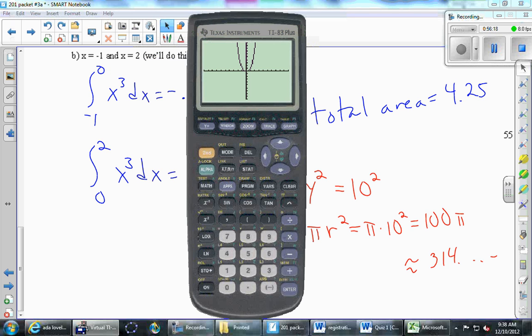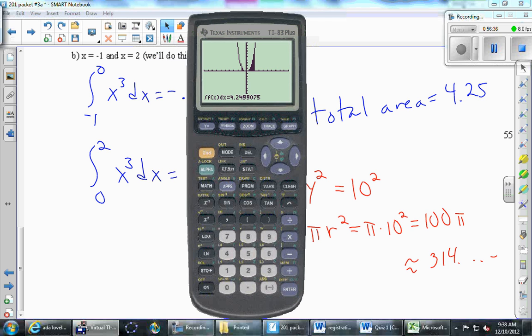Okay. And now if I wanted to find the area between -1 and 2, it's going to give me the right answer like it did before. But over here, it's going to find a positive, which is exactly what I want. So we do second calc and then 7. And then we go -1 over to 2.